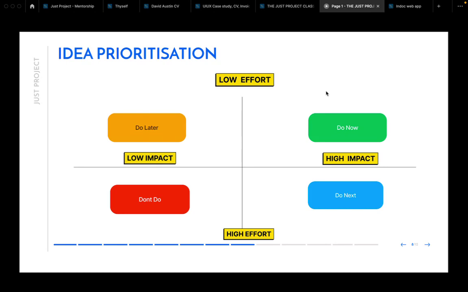I'm talking too much. Okay, do later. It has a low impact. It is a no-go area. Do later, basically, when you come up with ideas, they are future ideas. Okay, do later is like, let's say in the nearest future we look into this particular idea. It's not really impactful right now, so we'll do it later.